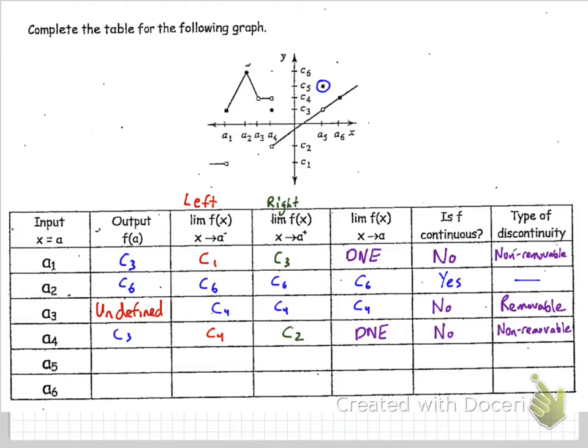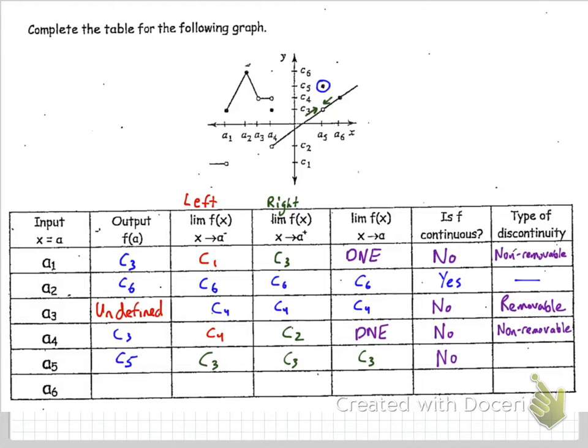For the next one, A5, that function also exists, and the limit from the left and the right also exist, but they're not the same. So the output is C5, but the left and the right limits go to C3. So while the limit is C3, the output is C5. That means it is not continuous.